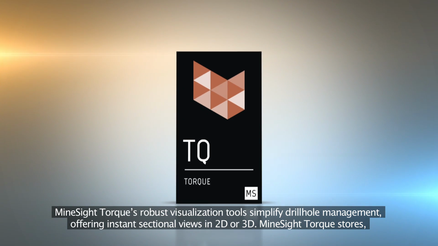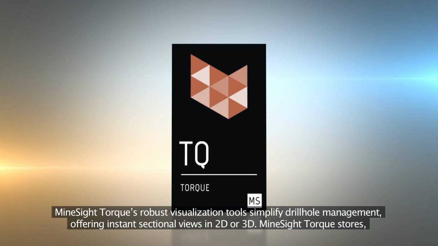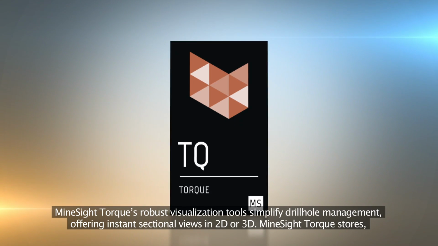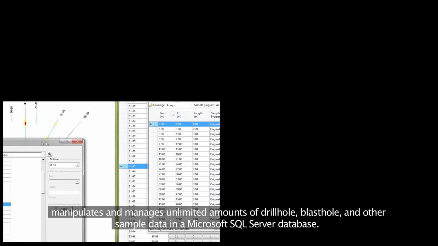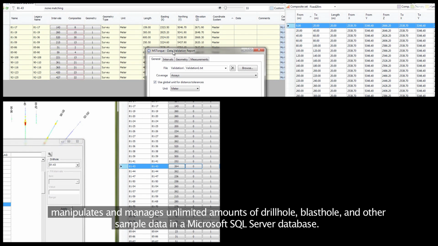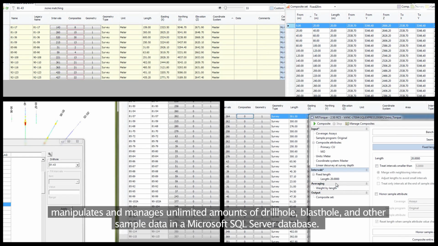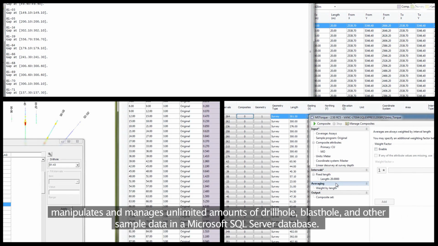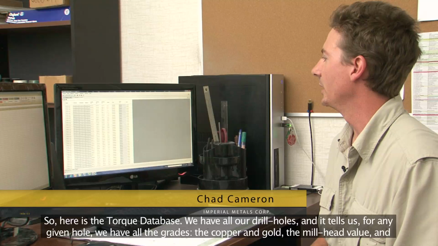MineSight Torque's robust visualization tools simplify drill hole management, offering instant sectional views in 2D or 3D. MineSight Torque stores, manipulates, and manages unlimited amounts of drill hole, blast hole, and other sample data in a Microsoft SQL Server database. So here is the Torque database.